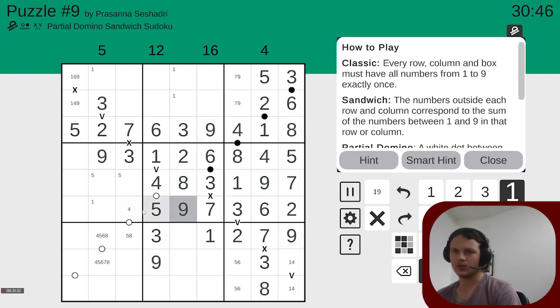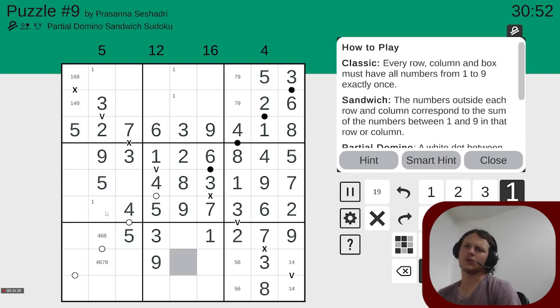Okay, so that has to go like that. Okay, that makes that a 4. That makes that a 5. 5 can't go there, that's the 5. Okay, the 1 can still go on either side. That's annoying.